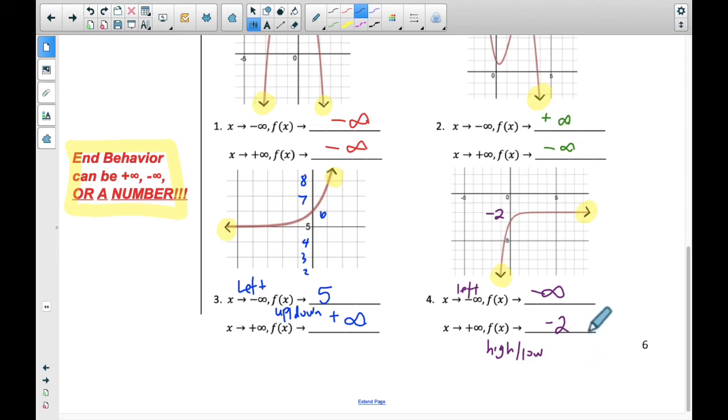It's not going up to positive infinity. It's never going to cross that bar. It's called an asymptote. It never crosses it. So it's not going up towards infinity. It's only going up towards -2.